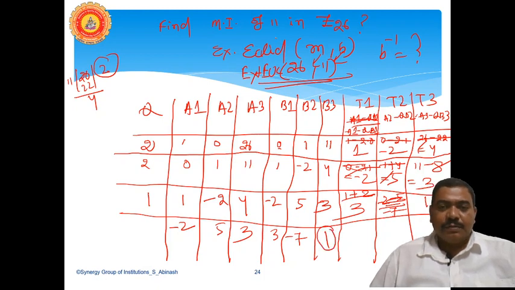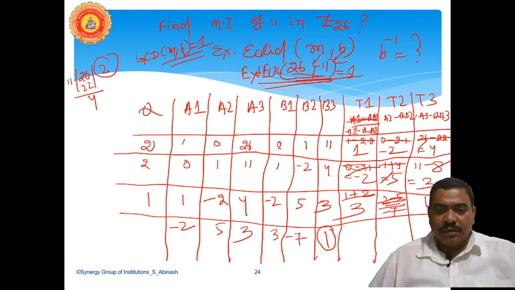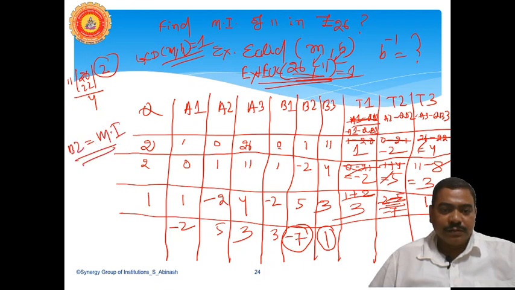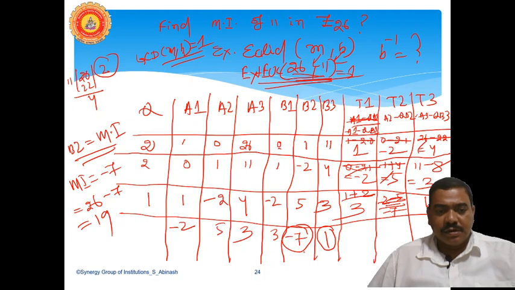It is 1, which means both 11 and 26 are relatively prime. So the GCD of 26 and 11 is 1, and the multiplicative inverse is B2. So the multiplicative inverse in this case is minus 7. Minus 7 is 26 minus 7, so that is 19.